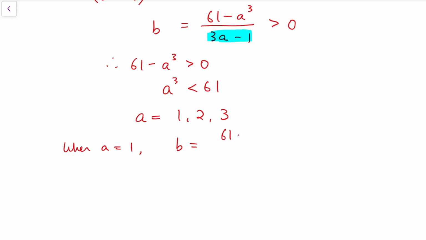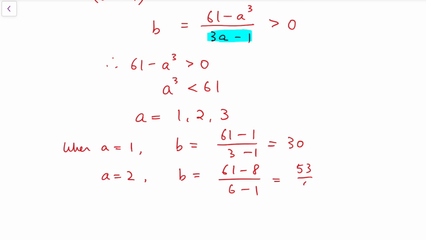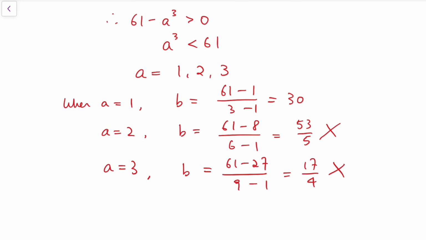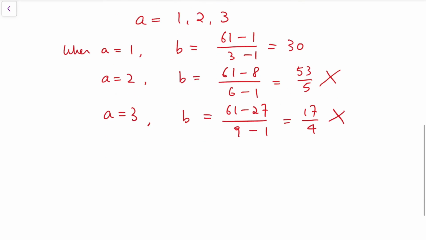When a equals 1, b equals (61 minus 1) over (3 minus 1), and that's 30. When a equals 2, b is (61 minus 8) over (6 minus 1), and that's 53 over 5, so we can reject it because b is then not a positive integer. Finally, when a equals 3, b equals (61 minus 27) over (9 minus 1), and that's 17 over 4. Again, not a positive integer.